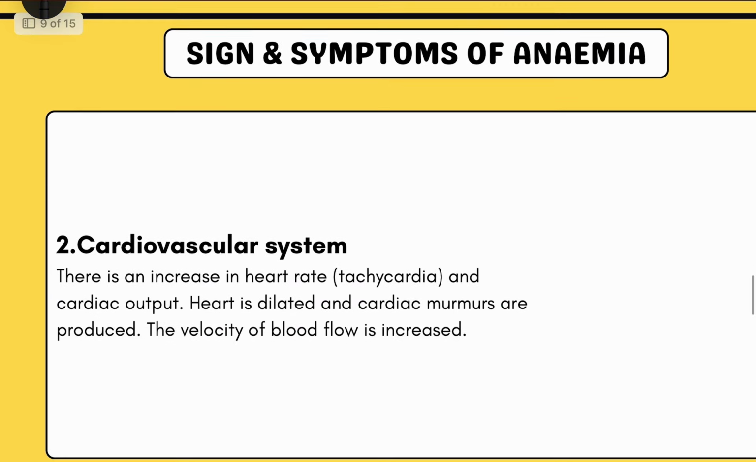Now over the cardiovascular system, there is increase in the heart rate, tachycardia, and cardiac output. We can understand it with a simple term: if there is less amount of blood, then obviously the heart has to put more pressure or has to perform more work in order to send the RBCs quickly to meet the oxygen and the nutritional requirement of the body. That is why there is increase in the heart rate, which is known as tachycardia, and also the cardiac output. Definitely the heart is dilated and cardiac murmurs are produced due to these conditions. The velocity of the blood flow is increased.